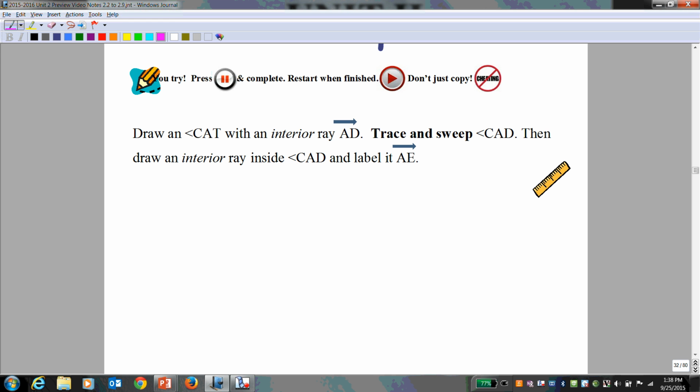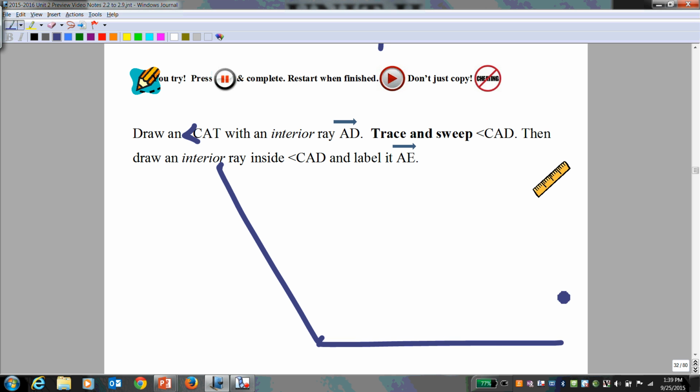All right, it says draw an angle CAT with an interior ray AD. Let's start with that, an angle CAD. No matter which way you face this, left or right. And A must be the hinge here because it's the middle. Doesn't matter where your C started, CAT. It's an interior ray, AD, so it doesn't matter where AD goes.